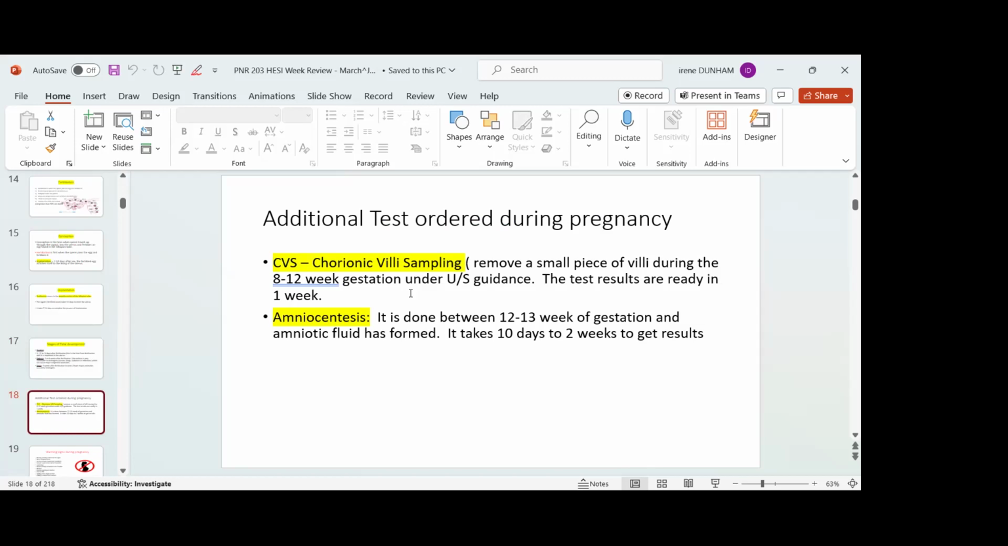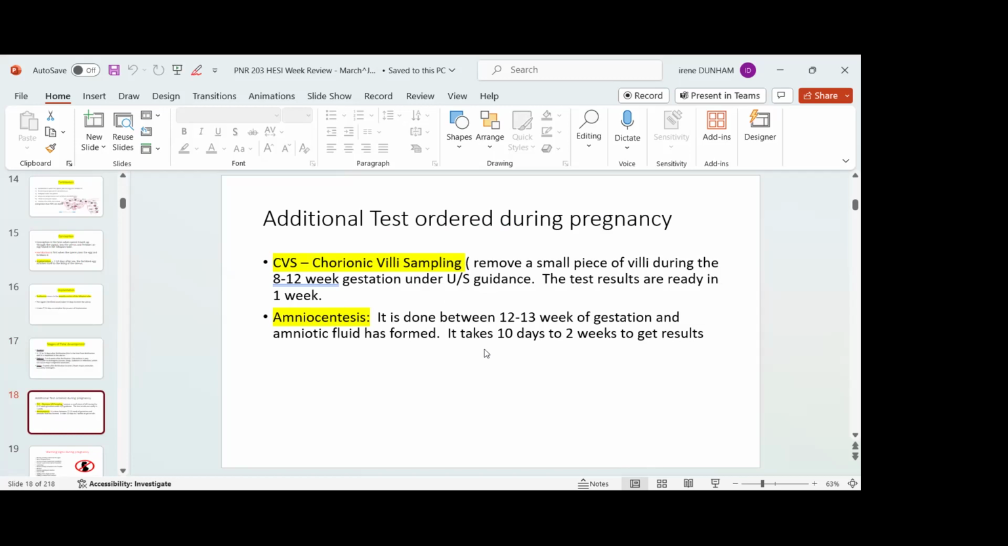Now, does it come with risk? Yes. Just like the amniocentesis, it comes with risk. And the risk is that she could start bleeding, she can abort, and that would be awful to the mom. Amniocentesis is done a little bit later, about 12, 13 weeks. We're going inside the uterus to get some amniotic fluid out, so there has to be enough amniotic fluid inside. That's why it's done a little bit later than, say, the chorionic villi testing. And this one takes time.